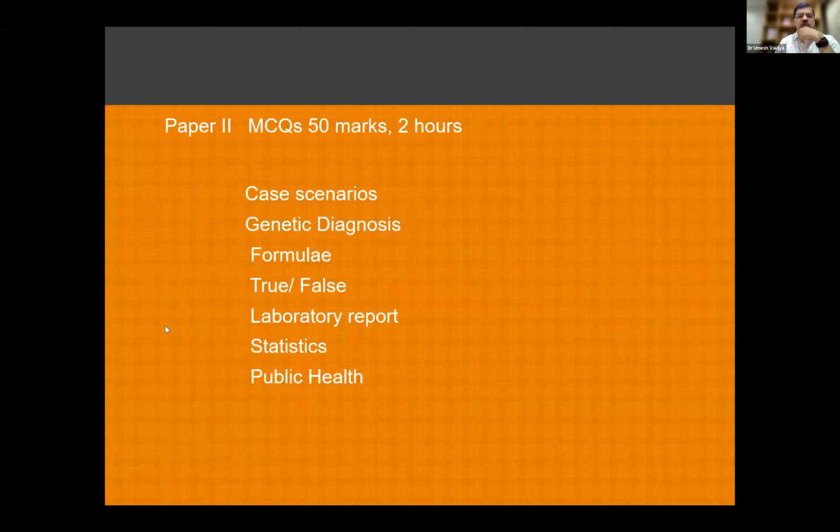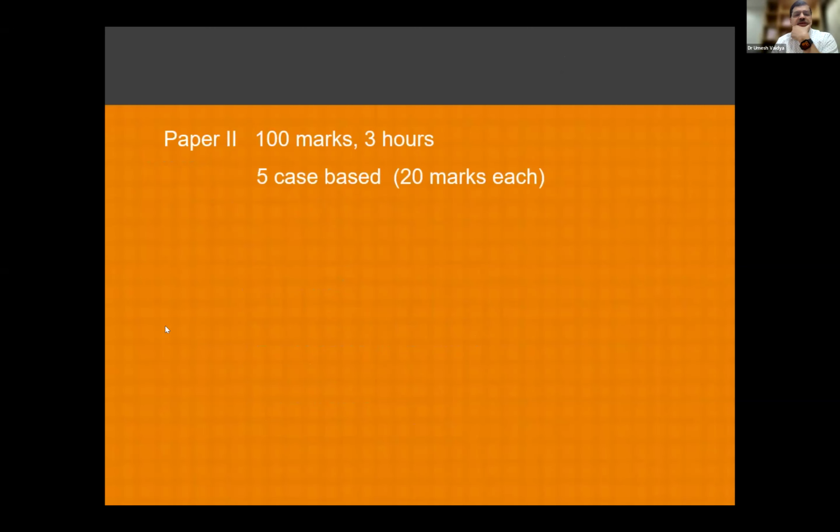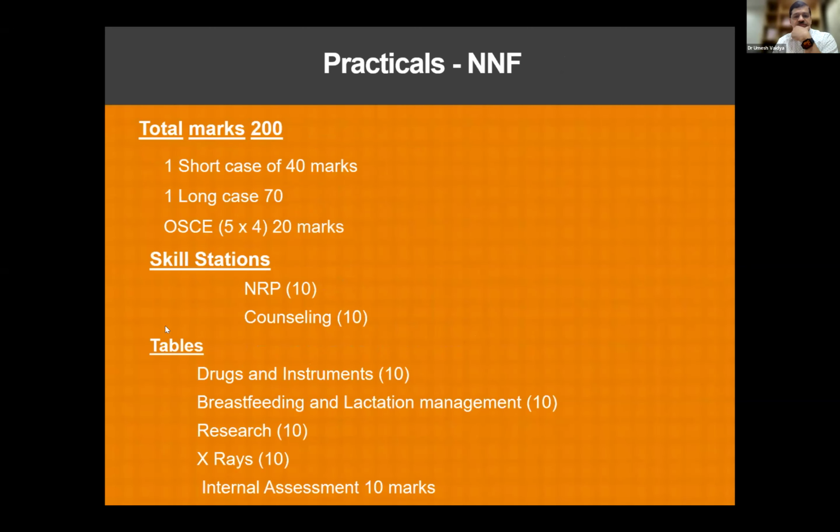Paper 2 is an MCQ paper of 50 marks, for which you get 2 hours, and that is also relatively simple. There are case scenarios, some genetic diagnosis, you can be asked some formula, true or false questions, a lab report, some simple statistics, and an occasional question on public health. We also talk a little about IIP. I won't say you must spend much time on this because most of you are from NNF, but usually we also take this for the IIP fellowship.